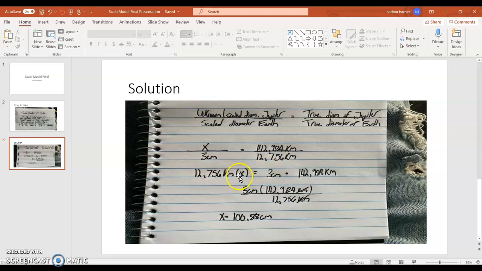So we have to get x by itself. So we do cross multiplication first. So the true diameter of Earth times x is equal to the scale diameter of Earth times the true diameter of Jupiter. So to get x by itself, we have to divide 12,756 on both sides. And then x would equal this equation right here. And then doing the equation, you get the scale diameter of Jupiter is 100.88 centimeters.